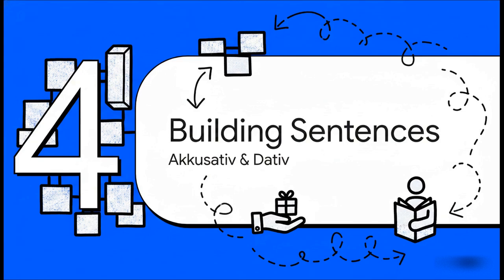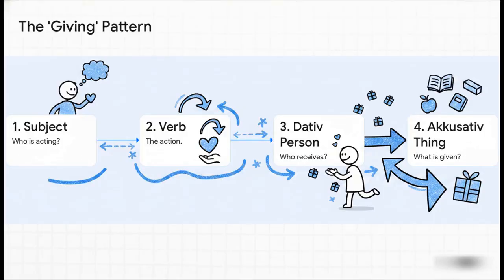Okay, let's put it all together. How do these cases actually work side by side in the same sentence? This happens all the time, especially when you're talking about giving something to someone. This here is a super common pattern, especially with verbs like to give. Check out the order. First, you've got your subject and verb. Then, right after that, you put the person who receives the item. That's your dative object. And finally, you have the thing that's being given. That's your accusative object. The rule of thumb to remember is person before thing, so dative before accusative.